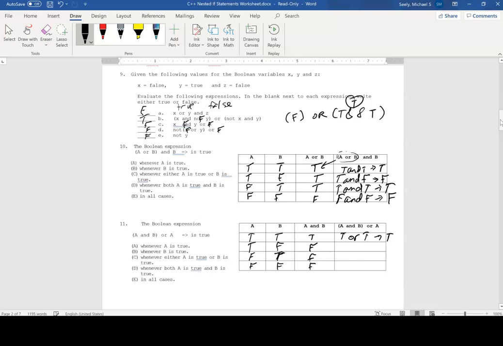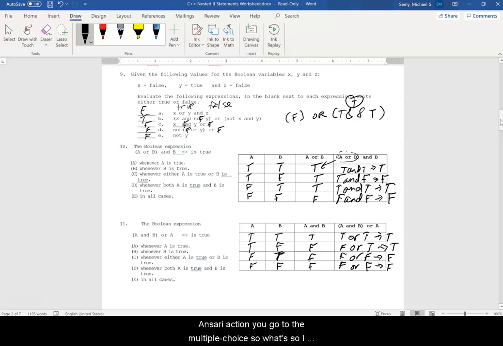So you got true, and in this case, or is one or the other. True, that's true. You got false, or, and then A is true. Is one or the other true? Yep, that's true. You got false, or, and then A is false. So is one or the other true? Nope, it's false. And then you got false, or false. Is one or the other true? Nope, so it's all false.